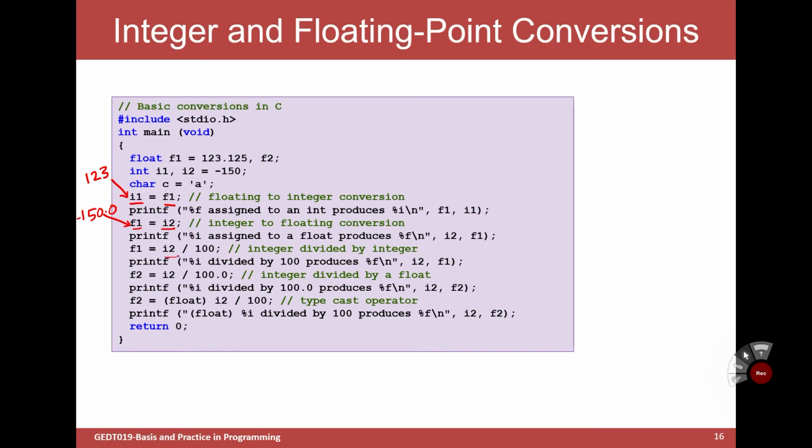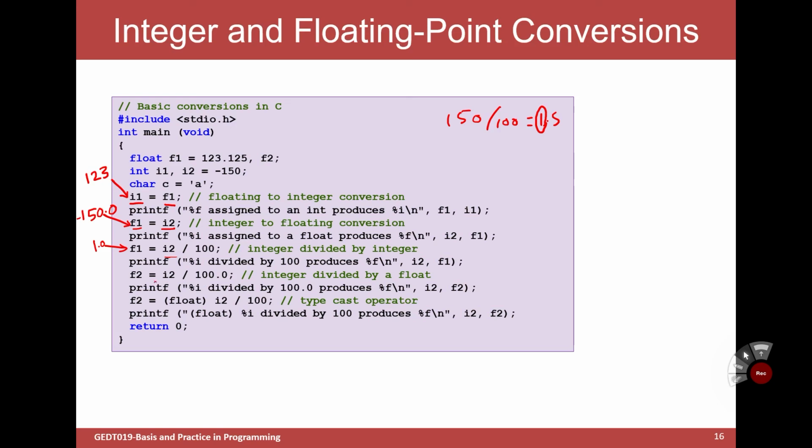How about this one now? Here I say f1 equals i2 divide by 100. Let's see what is i2. i2 is 150. 150 divided by 100 is usually equal to 1.5. But here this one is integer and this one is integer, both of them are integer. So in this case f1 will be only 1.0, same as the example I showed you before, because the result will be just an integer, and that integer will be just 1. Okay. Now let's see the second one here.